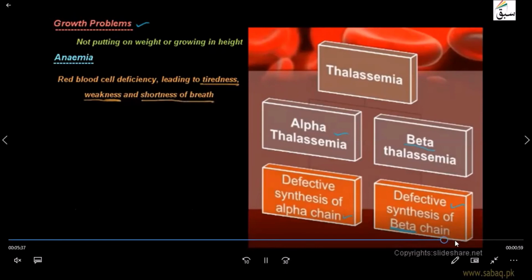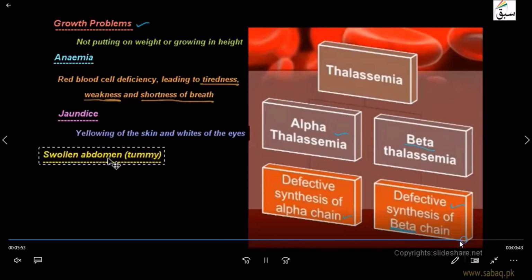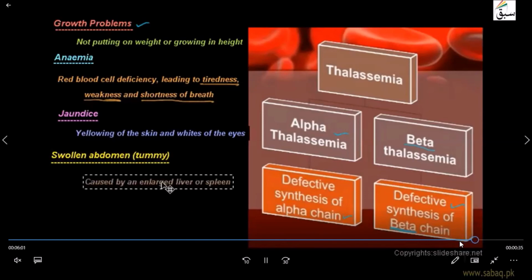So anemia will result in tiredness, weakness, and shortness of breath. Next effect can be yellowness in your skin and in your eyes, or the patient's liver will be compromised because of this RBC problem, yellowing of the skin and whites of the eyes, leading to jaundice. Swollen abdomen means tummy. Your tummy will be swollen all the time because of your enlarged liver or spleen.